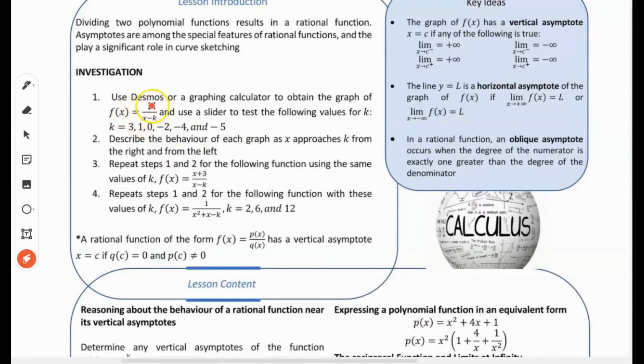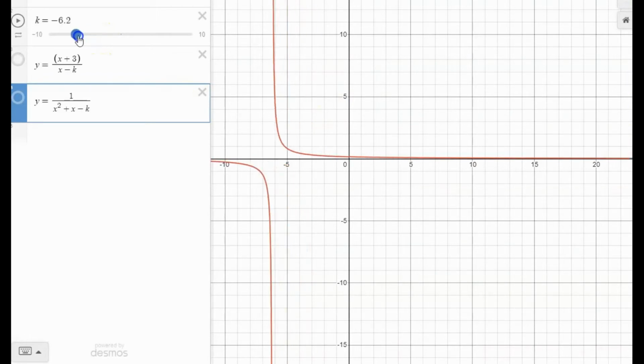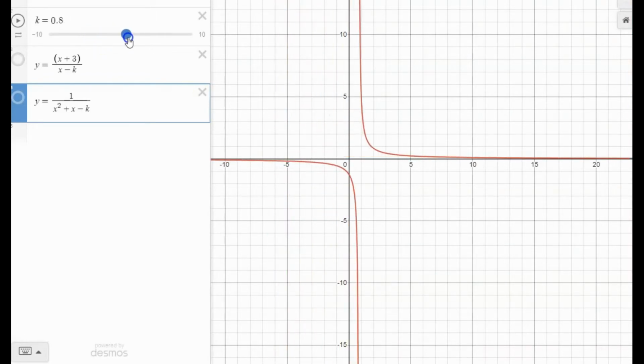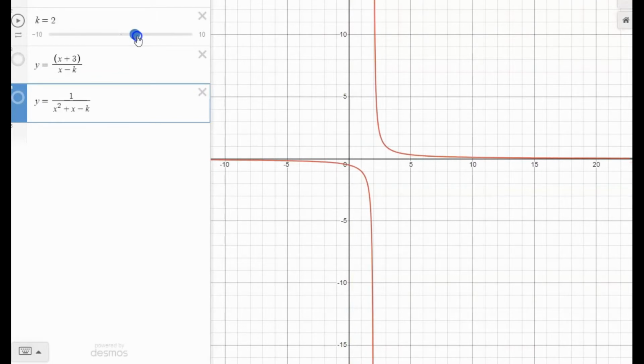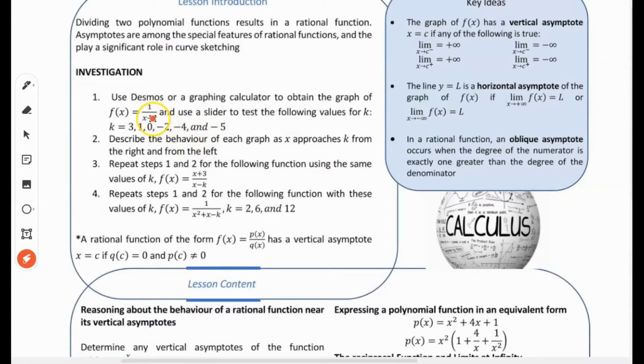If I take this function, 1 over x minus k, and I plug in different values for k, we can see what's going to happen here. So this is the function. If I change k, you can see we get a different vertical asymptote. If k is 2, we get a vertical asymptote at 2. If k is 5, we get a vertical asymptote at 5. It's because in this function, if x and k are the same value, it becomes undefined at that point.